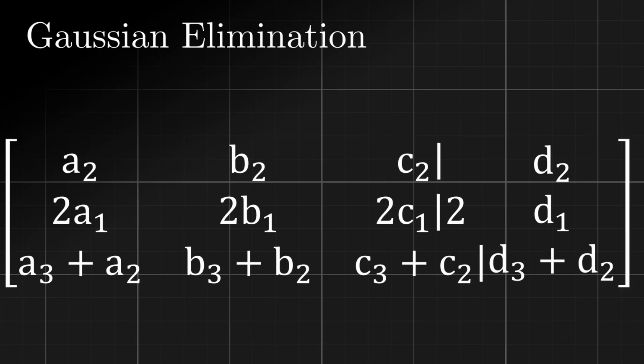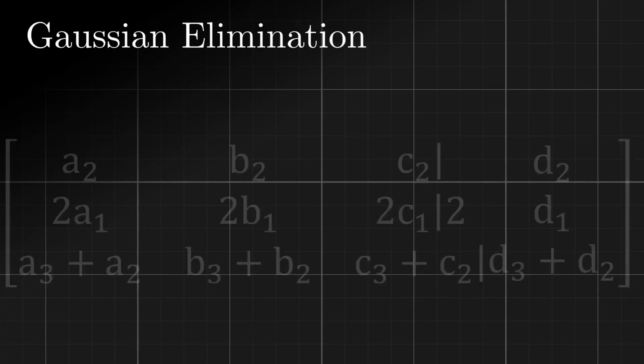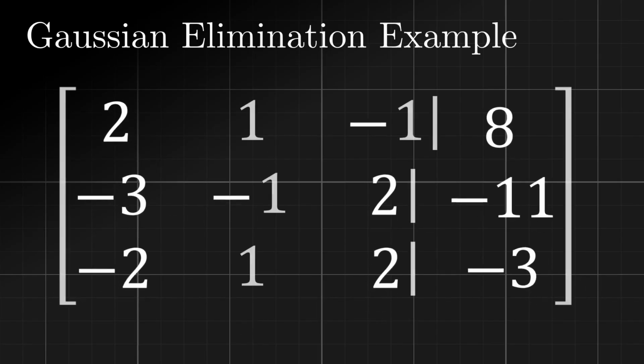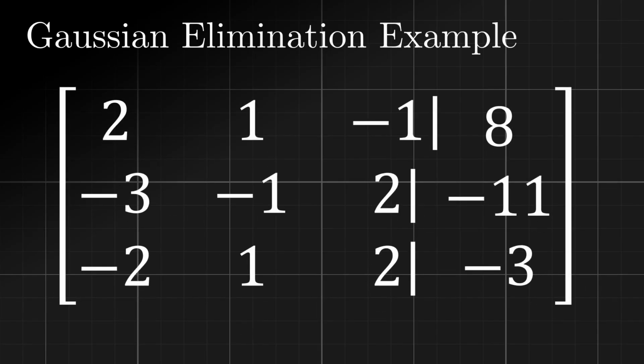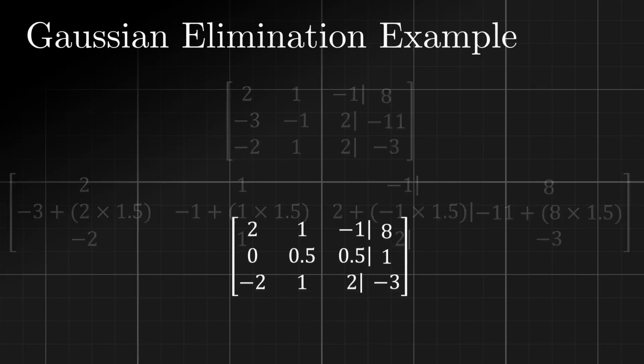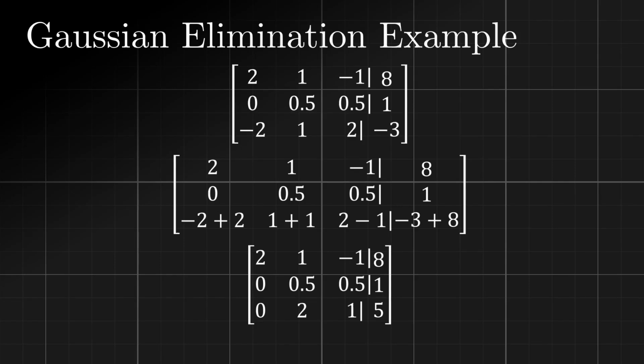Why? Because this form makes the system easy to solve. The last row will often give you the value of z directly, or tell you if there's no solution, like if you get 0, 0, 0, and 5, which means 0 is equal to 5, which is obviously impossible. Then you use that value in the second to last row to find y. This is called back substitution. And finally, we use y and z in the first row to find x.